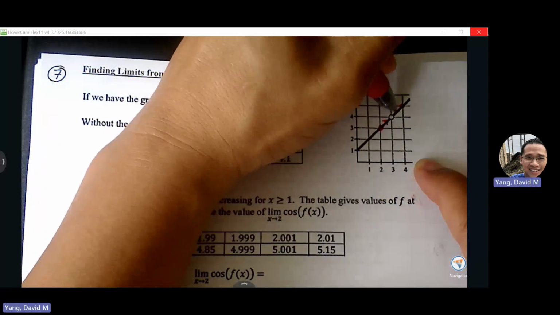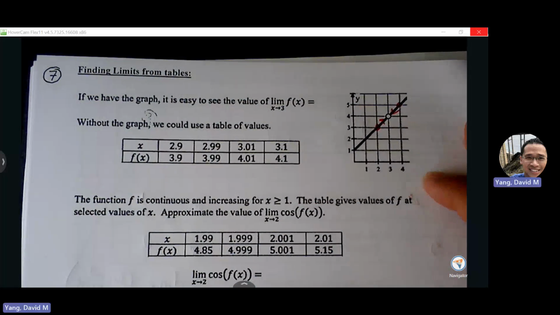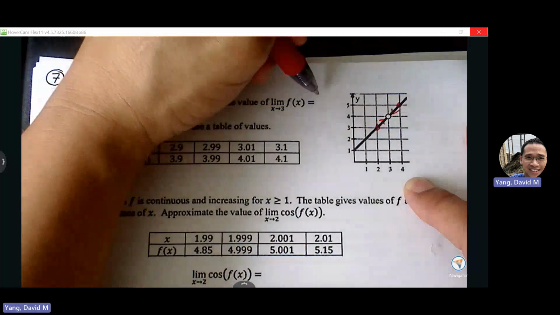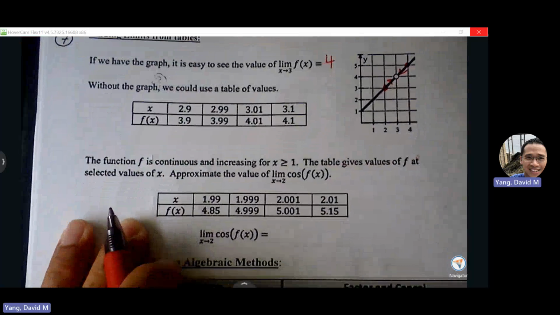And are both arrows headed towards the same y value? Yes, they're both headed towards what? A y value of 4, right? Okay, so this is how a table would look.